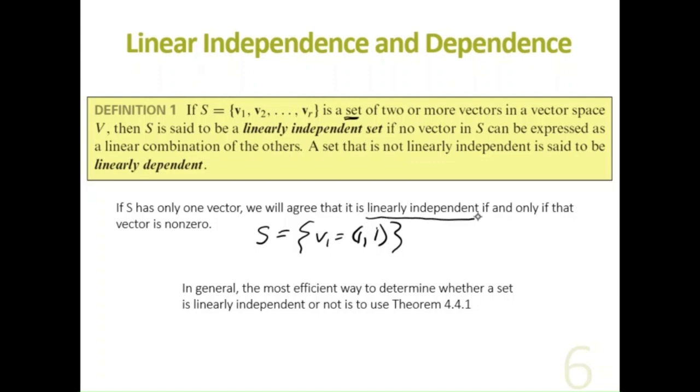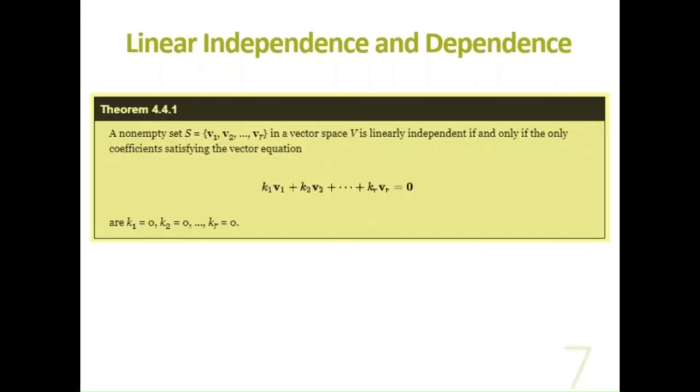And in general, I will say that the most efficient way to determine whether a set is linearly independent or not is to use theorem 4.4.1. So what is this theorem 4.4.1, you say? Well, here it is. It says a non-empty set S in a vector space V is linearly independent if and only if the only coefficients satisfying the vector equation k1v1 plus k2v2 plus however many vectors you have equals 0 are k1, k2, all the way through kr equals 0.